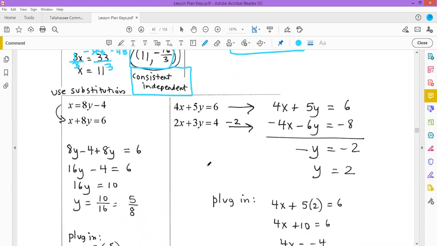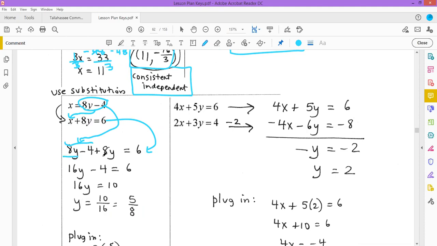All right, for the next example, it's more appropriate to use the substitution method as well. And the reason why is because we have x by itself. We've got x equals 8y minus 4 as our first equation. So we would take that 8y minus 4 and substitute it into the second equation. So you rewrite your second equation, substituting instead of x in front, we're putting 8y minus 4. Carry down your plus 8y and the equal 6.